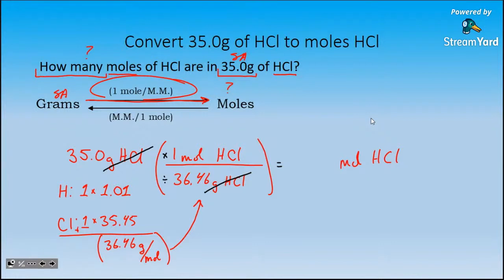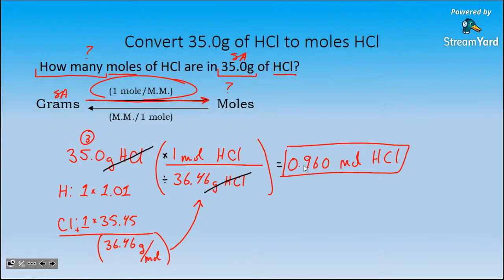So 35.0 divided by 36.46, and I get a final answer of 0.9599. So the 9 ends up rounding, and I get 0.960 moles of HCl. And again, 3 significant digits because my starting amount had 3 significant digits. So this is how we do this when we're dealing with a compound, grams to moles.